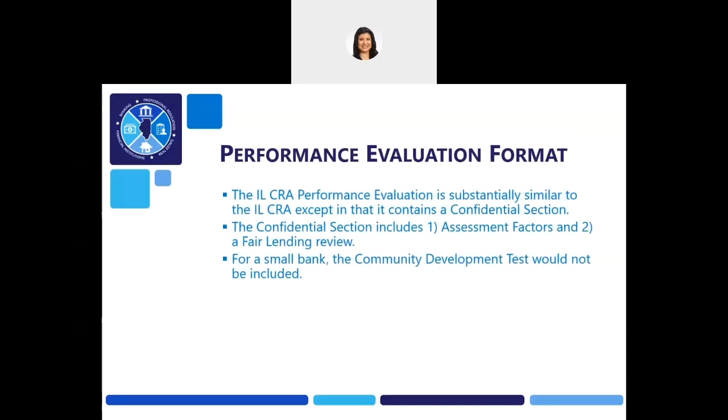Performance evaluation format. For the 4 banks that have already, or 3 banks that have already experienced their exam and the one upcoming, they've seen this information already. But you should know that it's substantially similar to the Illinois CRA, except in that it contains the confidential section. So this is a typo. It's substantially similar to the Federal CRA, except that it contains a confidential section. The confidential section includes assessment factors and a fair lending review. For a small bank, the community development test would not be included.